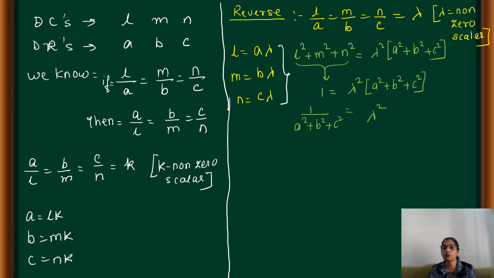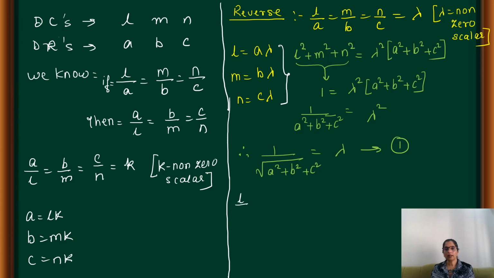That gives us the value of lambda. Correct? Therefore, we can say that 1 by root of A square plus B square plus C square is equal to lambda. Let's say this is our 1. Clear? I hope you're getting it, all of you. Alright. Now, this is our lambda. We come back to the values that we have here. What did we take? L by A is equal to lambda. Correct? Now, can we then find out what is the value of L?